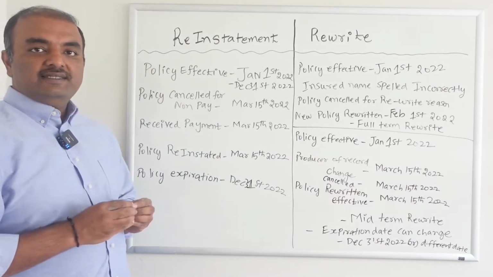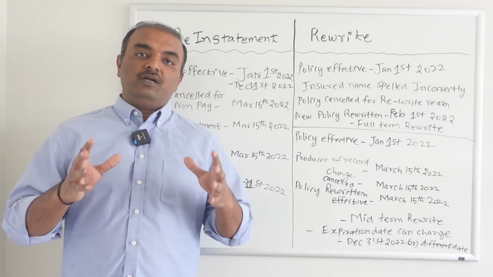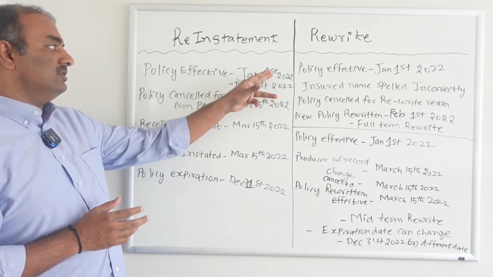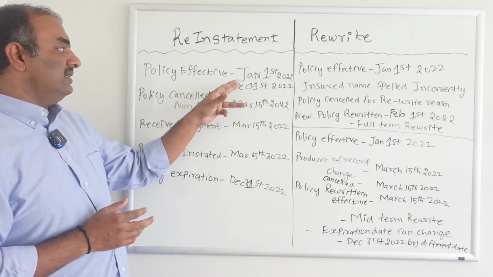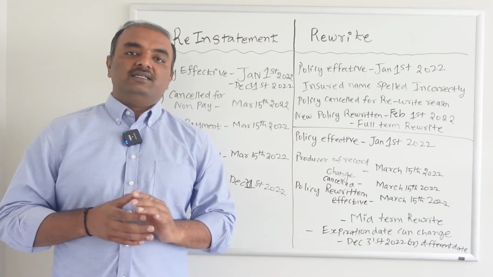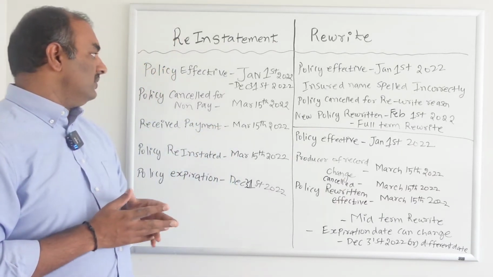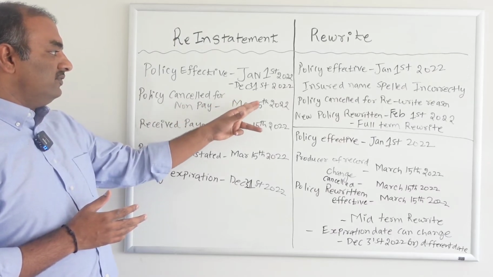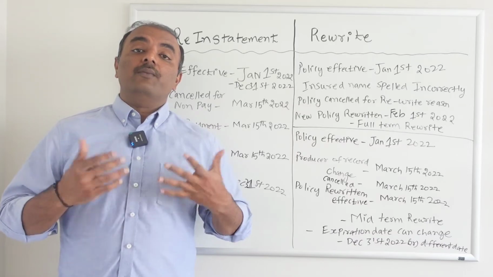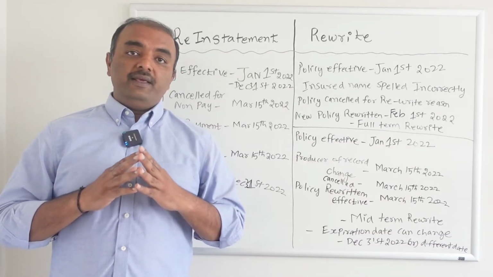So let's take an example. If I have a customer who has a personal auto policy for 1 year, so his effective date is January 1st, 2022 and his expiration date is December 31st, 2022. Now the customer for some reason has not made regular payments. So assume that as of March 15th, 2022, you have cancelled the policy because of non-payment. Customer has been given enough time, and has not yet made any payment.